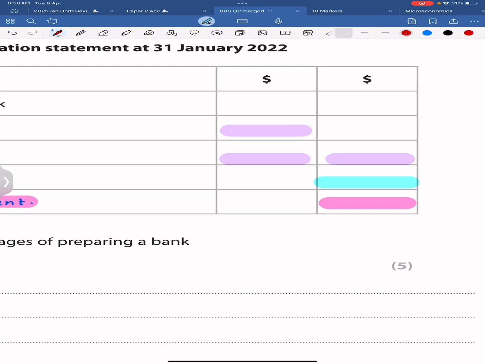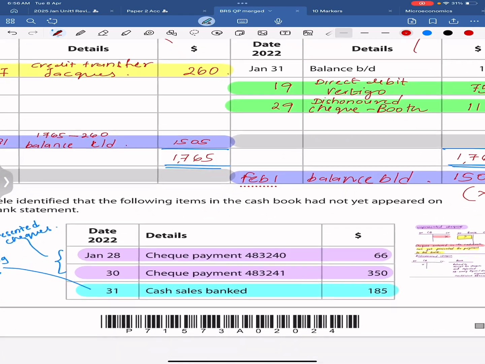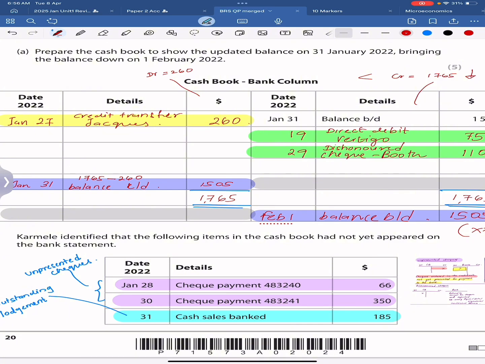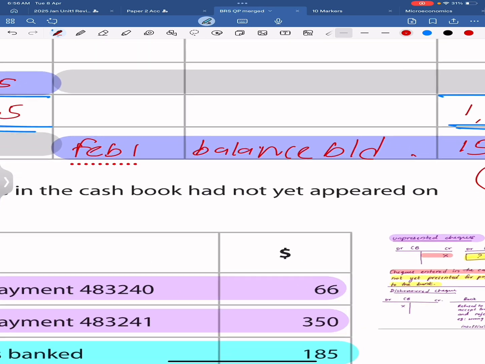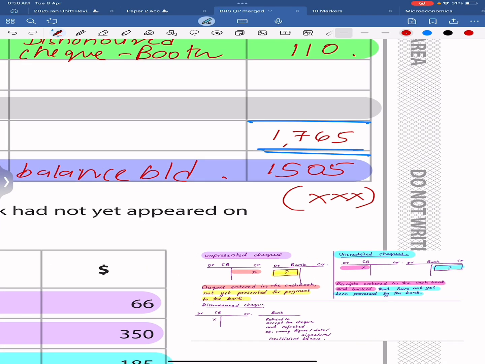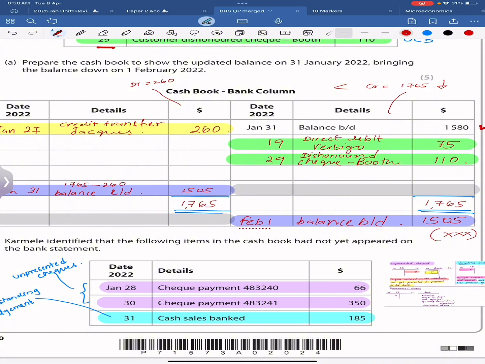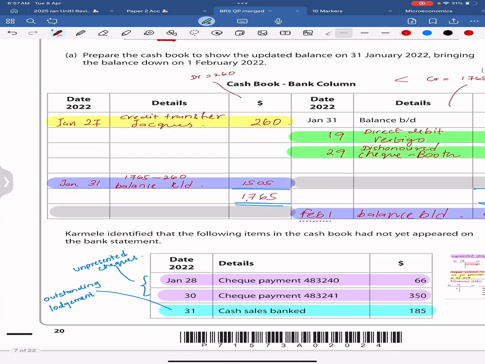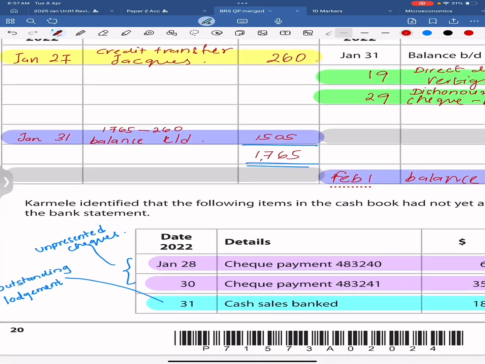Now we have to prepare a bank reconciliation statement. First, you should understand the two different terminologies here: unpresented checks and outstanding lodgements. This is the format of a bank reconciliation statement. Let's post the closing balance of the cash book to the statement. Now let's focus on unpresented checks. The cash book has credited the value, however the bank failed to debit. Checks entered in the cash book not yet presented for payment to the bank. Therefore, unpresented checks are added in the bank reconciliation statement.